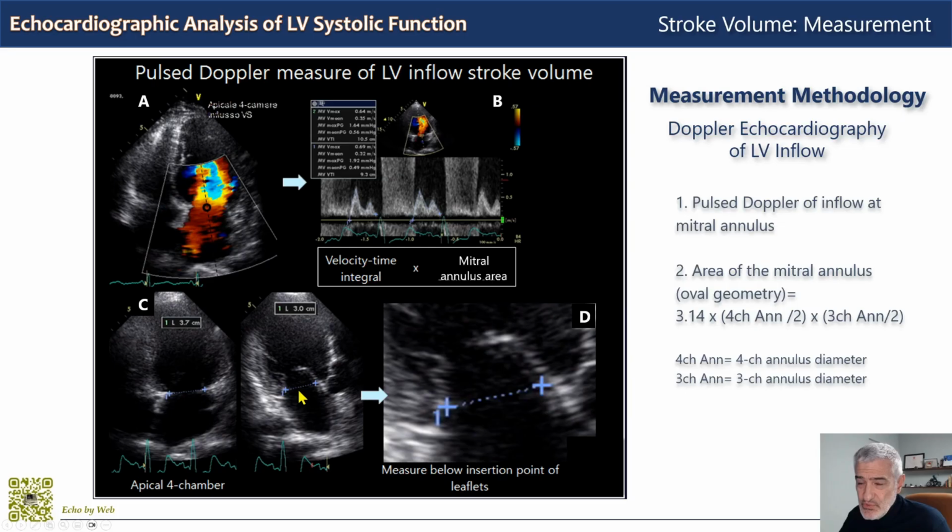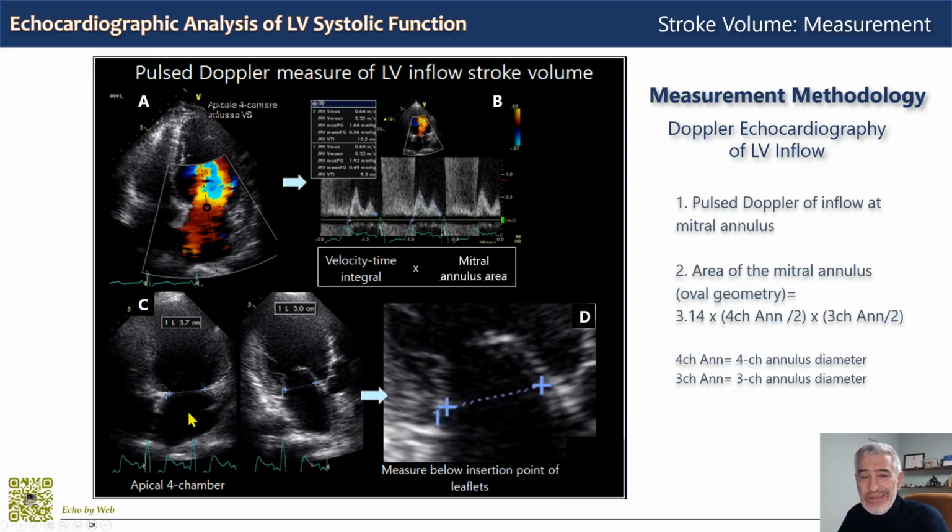You need at least 2 measurements, and you apply the formula for the oval: Greek pi, 3.14, multiplied by the major annulus divided by 2, and multiplied then by the anteroposterior annulus divided by 2. The anteroposterior annulus is in the 3-chamber view, whereas the maximum annulus could be in the 4-chamber view, but it could also be in the 2-chamber or in between.